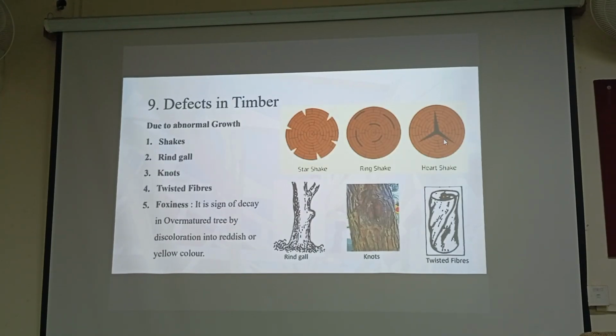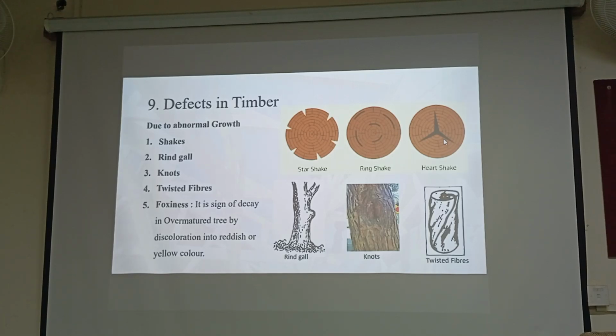Now we will discuss the defects of timbers. There are different kinds of shakes. Star shakes happen when the outer surface has cracks, and there is ring shake when, in the interior of the rings, there will be some hollow part. Heart shakes happen when the tree suddenly starts growing faster and some interior part has hollow sections. A rind gall is formed when we try to cut the branches of the tree and it is not cut properly, then a bulgy part will be there.